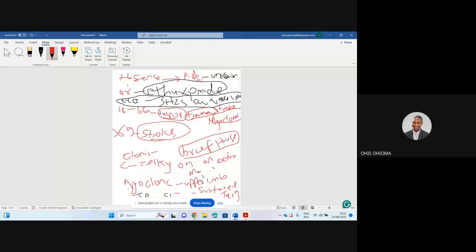But myoclonic seizures usually affect the upper limb more than the lower limb. With a clonic seizure, you can also have it in the leg, or in the arm. But myoclonic seizures are more common in the upper limb, and they tend to be more sustained than the clonic seizure. I don't know if that answers your question.